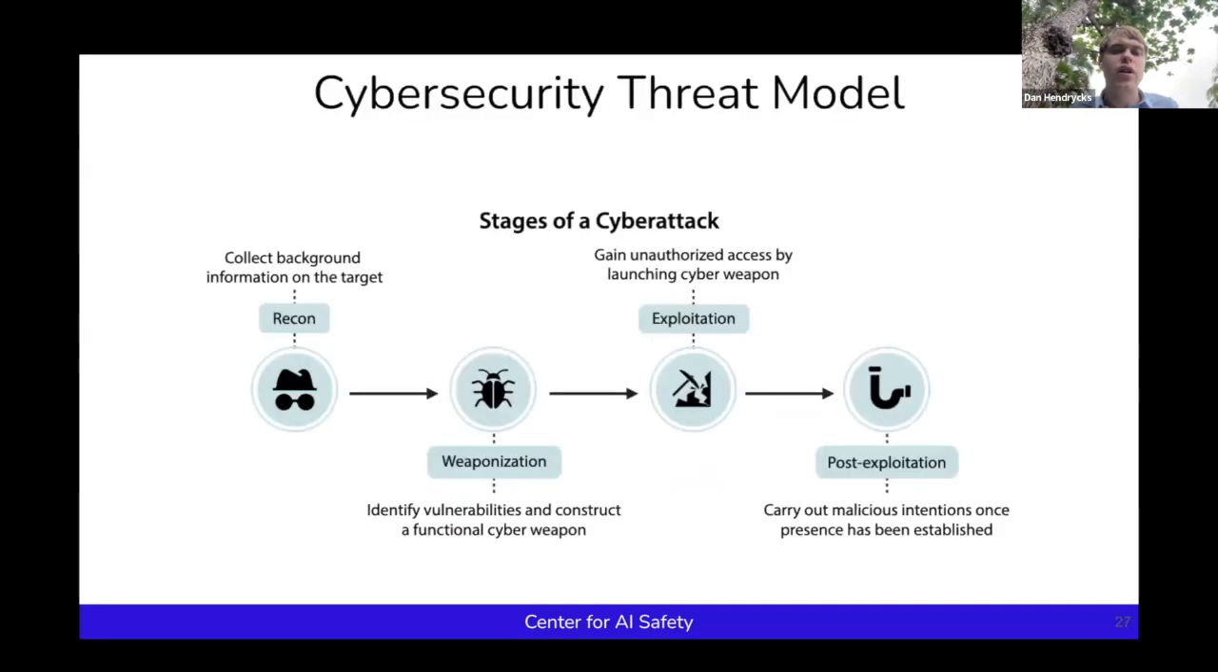And for cyber attack, the threat model is they gain reconnaissance, they collect background information. Oh, they're using these servers. Oh, they're using this version of the software. And then they identify vulnerabilities, like, well, that version of the software has this exploit. And then they exploit that exploit, and then they do malicious stuff while inside. That's sort of the stages of the cyber attack.